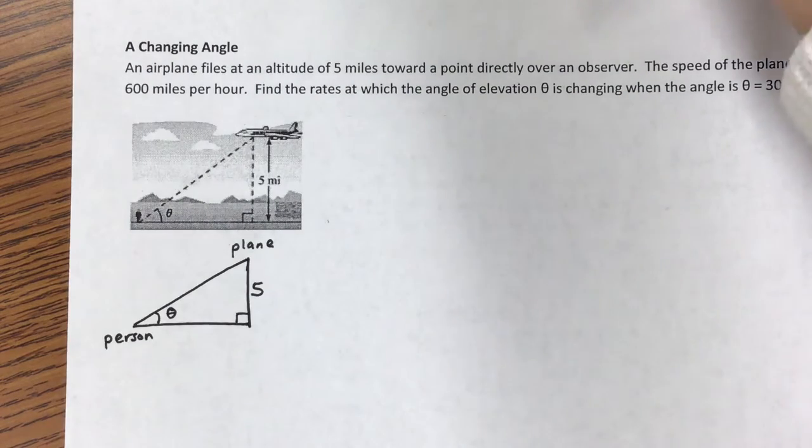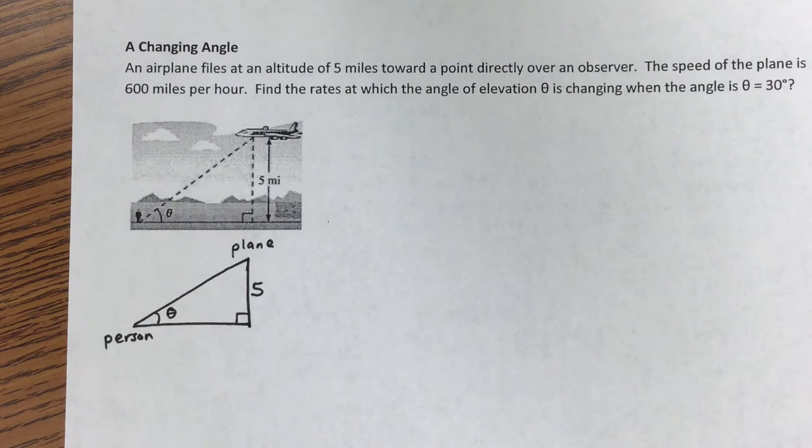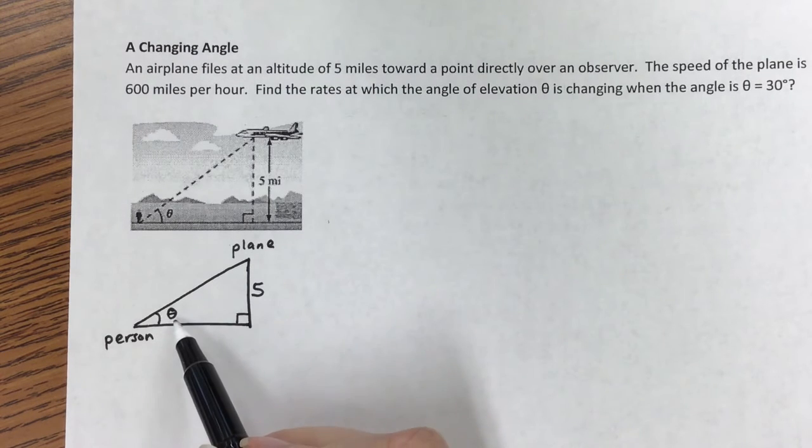Today we have another type of right triangle problem. This time we're dealing with an angle, so you cannot use the Pythagorean theorem. You can only use the Pythagorean theorem when you know or want to know something about all three sides, or the rates of a side length changing. This time we're looking for the rate of this angle changing.